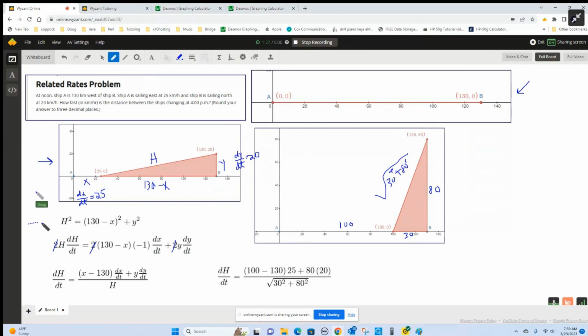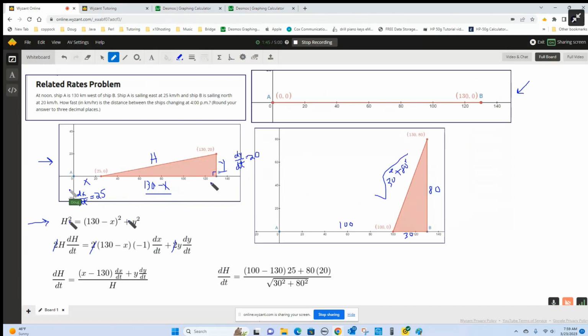Okay, so here's the relationship between the distance between the ships and these distances right here, Pythagorean theorem. H squared equals (130 minus x) quantity squared, plus y squared.